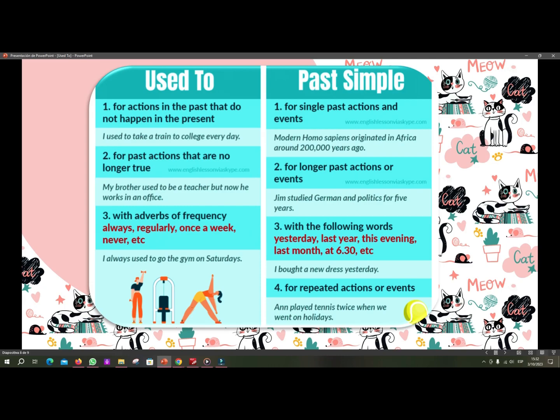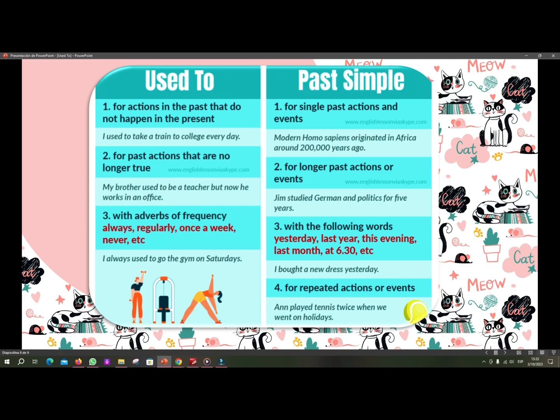Also, we have used to for past actions that are no longer true. For example, my brother used to be a teacher, but now he works in an office. So in that case, we can use used to for past actions that are no longer true, because in that case, my brother is doing another activity. For longer past actions or events, Jim studied German and politics for 5 years, right?